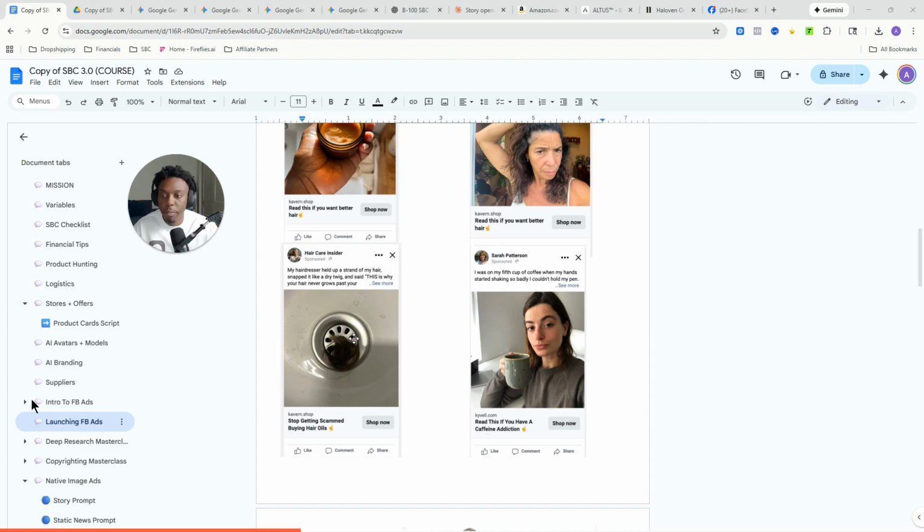So if I'm a woman in my mid-40s struggling with hair loss, this image here of hair sitting in a sink might resonate with me. As I'm scrolling through my feed on Facebook, I might stop to scroll because the image alone makes me think, oh, I've been there before. Oh, that's what I'm going through right now.